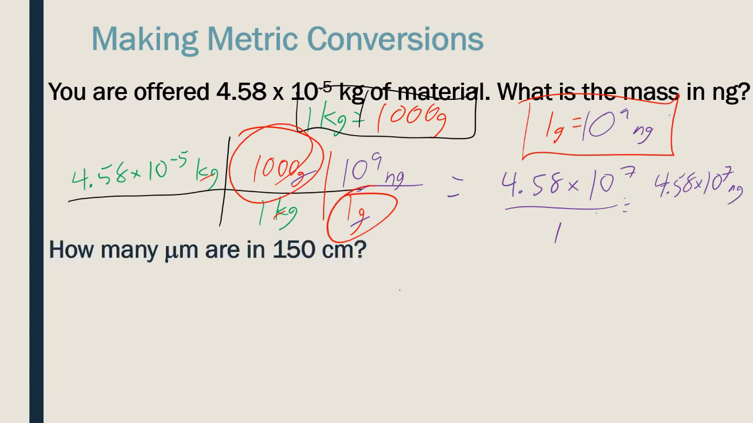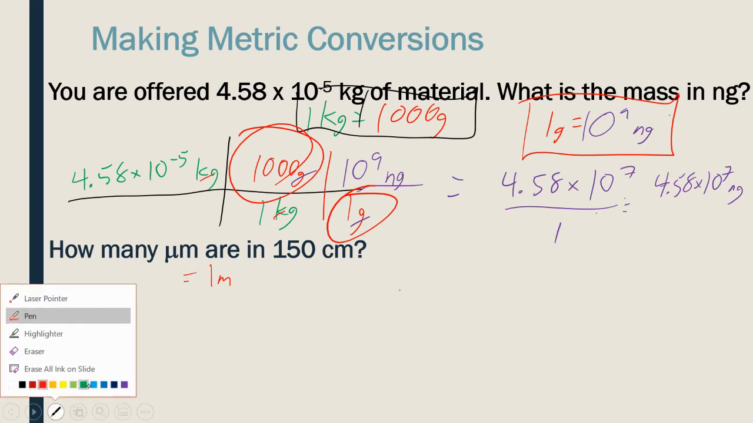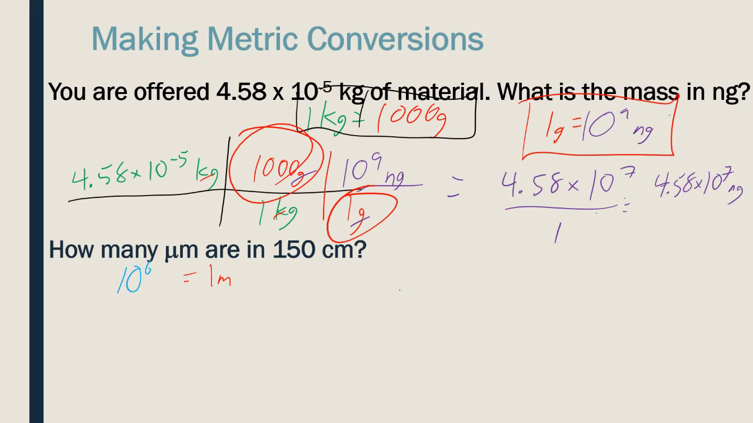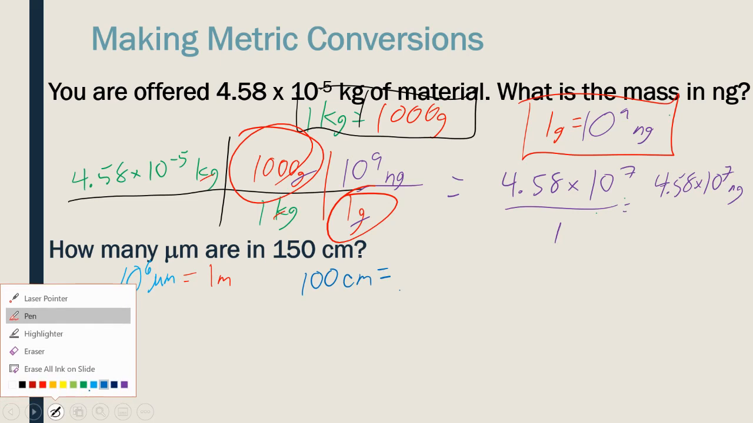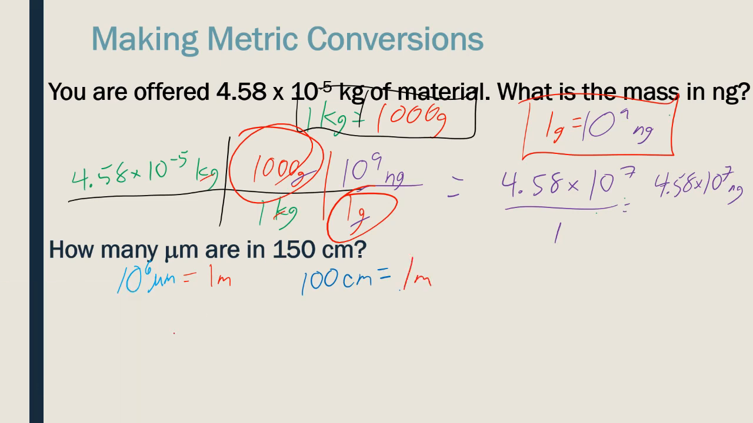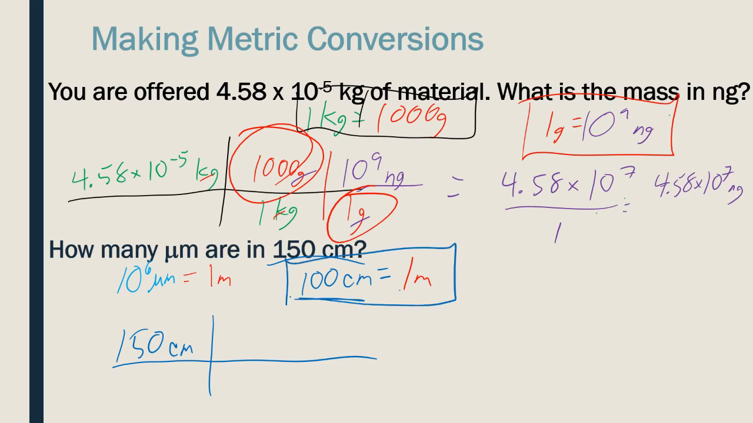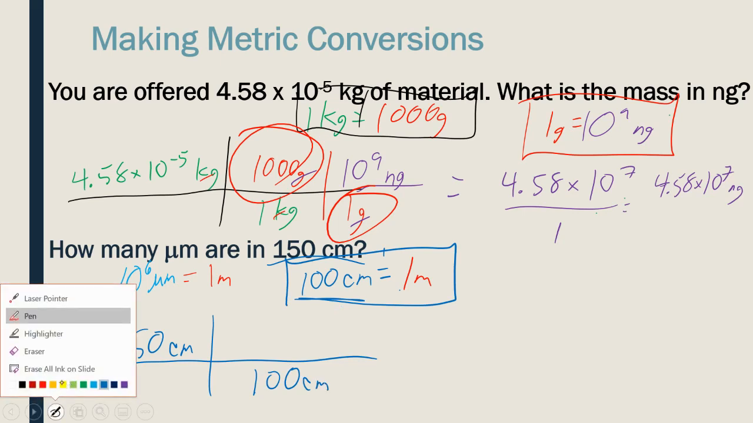So then if we were doing micrometers to centimeters, we're going to need the equivalents using meters now, that 1 meter is equal to 10 to the 6th micrometers. And then we're also going to need to know that 100 centimeters equals 1 meter. So these are our dominoes. The given is centimeters, the 150. So we're going to start with 150 centimeters. Of those two dominoes we have, we want to use this one because that has centimeters in it, and we want to put that dark blue at the bottom and put our base on the top.